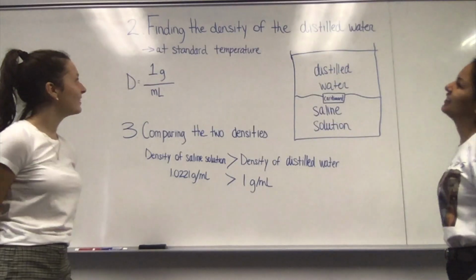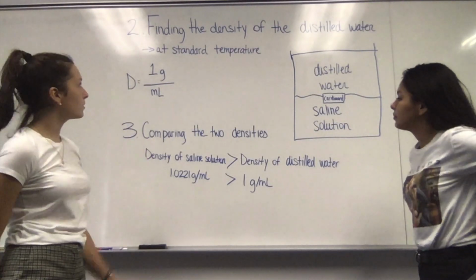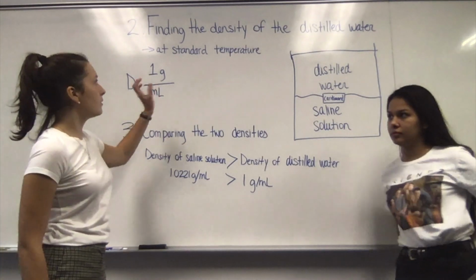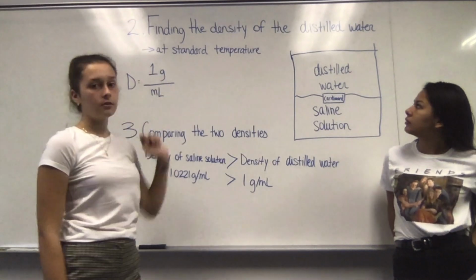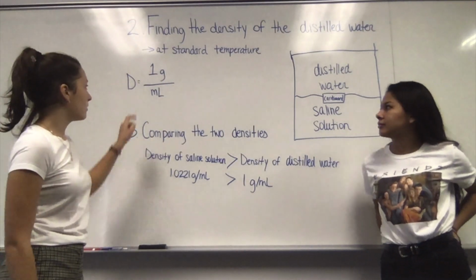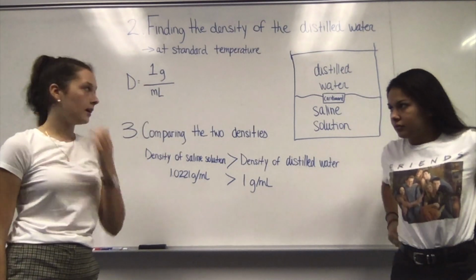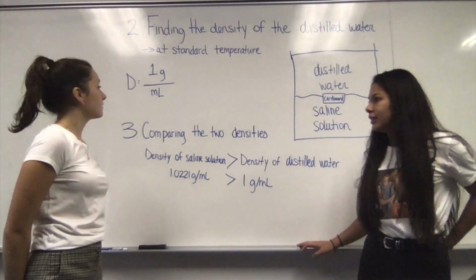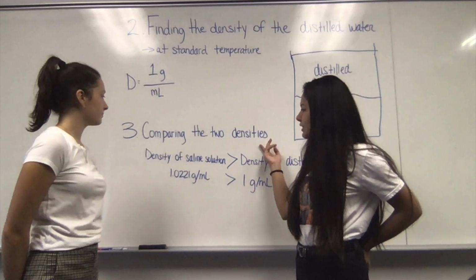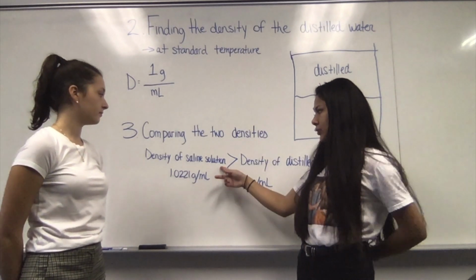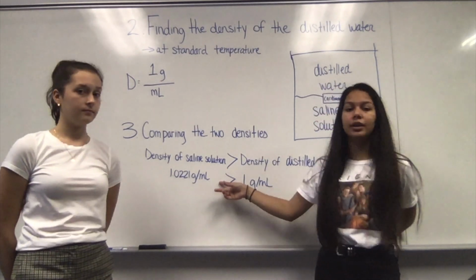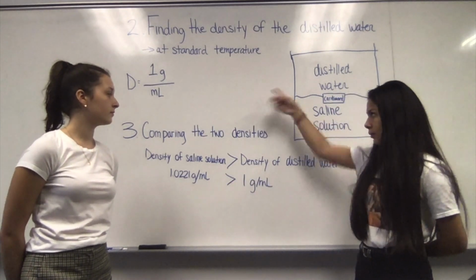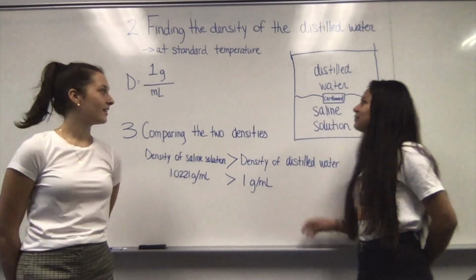So now the second step was to find the density of the distilled water, and we found that the density at standard temperature was 1 gram per milliliter, and this we found on the internet. We then compared the two densities. So we know that the density of the saline solution, that is 1.0221 grams per milliliter, is higher than the density of the distilled water that we found is 1 gram per milliliter.